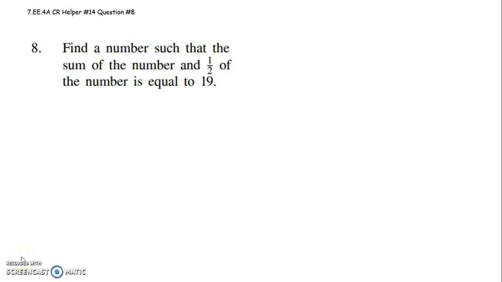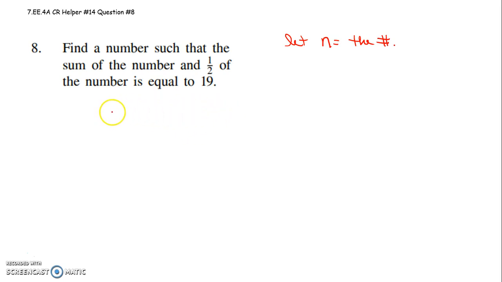All right, 7th graders, this is to help you with question 8 on CR 14. It says, find a number such that the sum of the number and 1/2 of the number is equal to 19. All right, so first of all, we have to find a number, so I'm going to let n equal the number, the number I have to find.